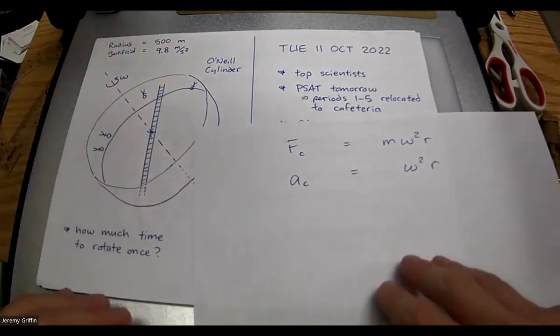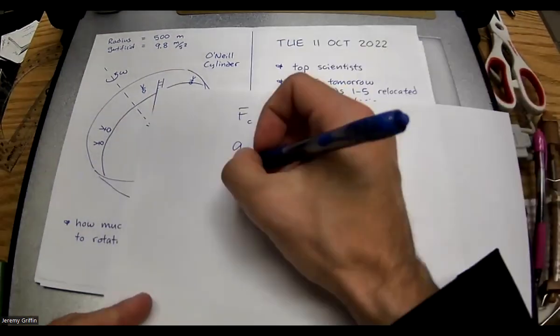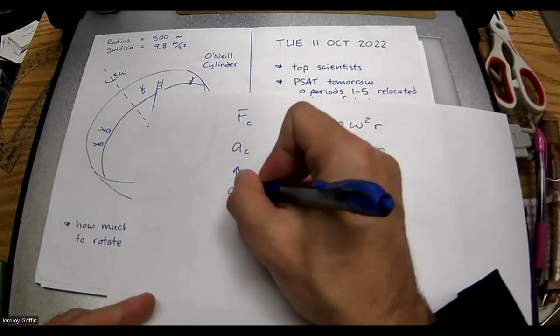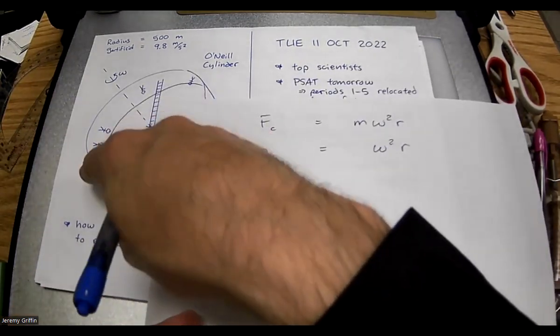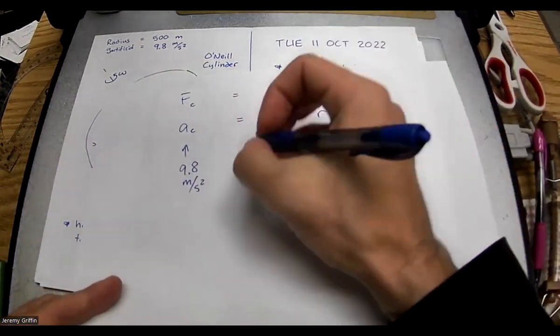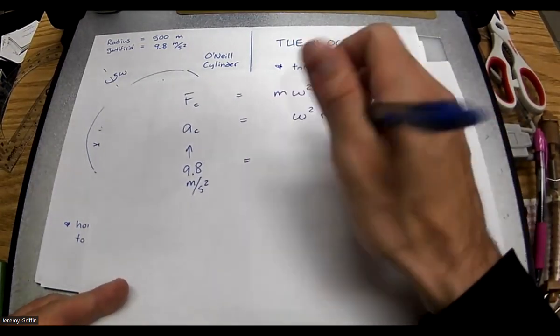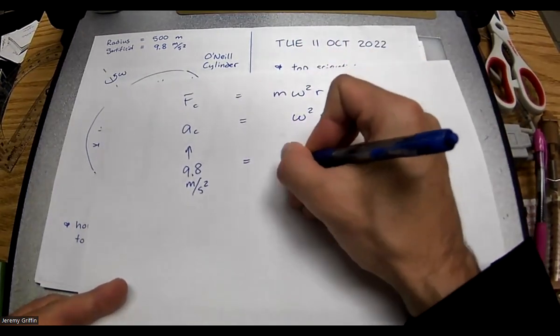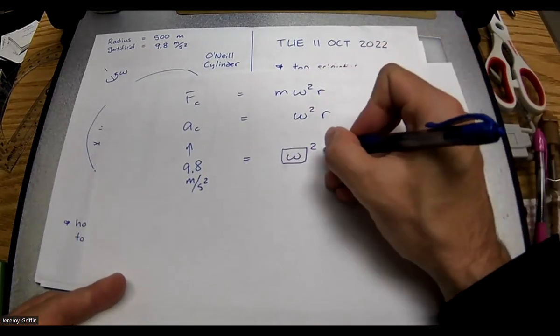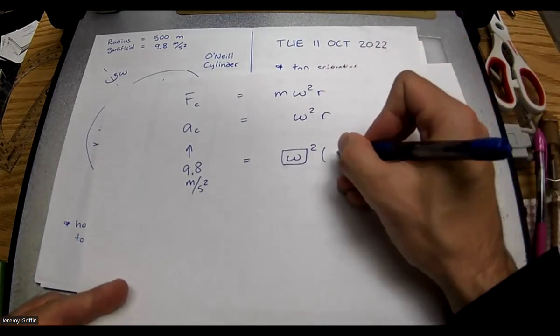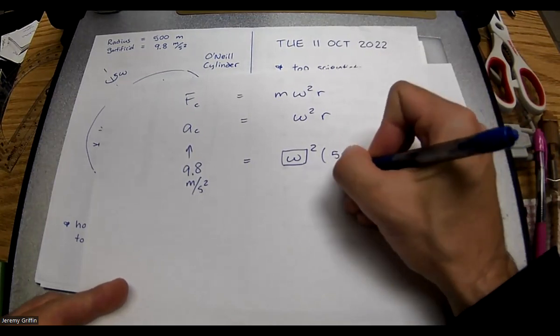My target acceleration is 9.8 meters per second squared. That's what everybody feels like if they throw on the blindfold. How fast does it have to rotate? This could be in radians per second, but we're getting there. Given a radial size of 500 meters.